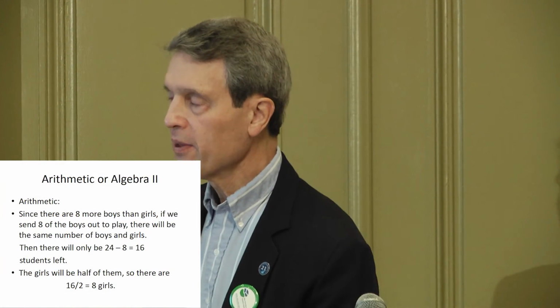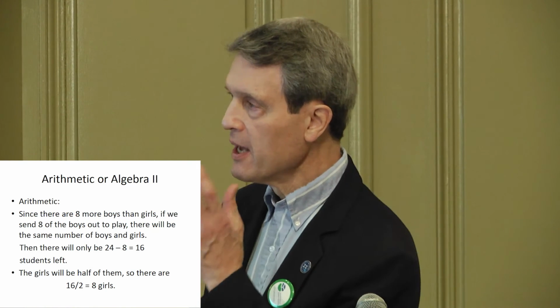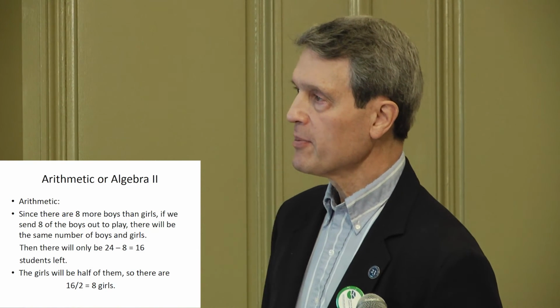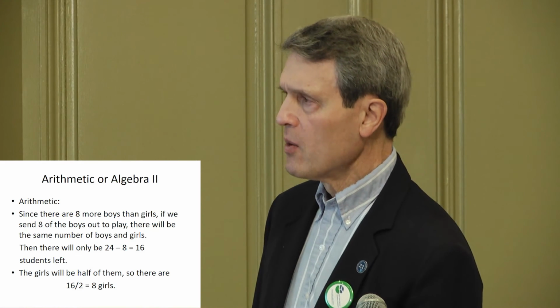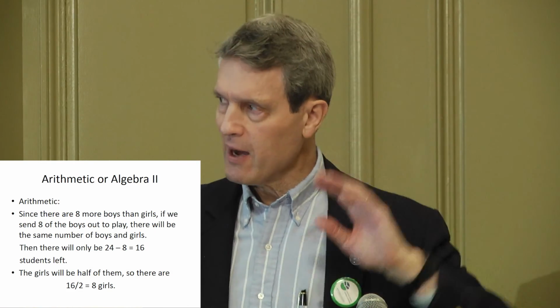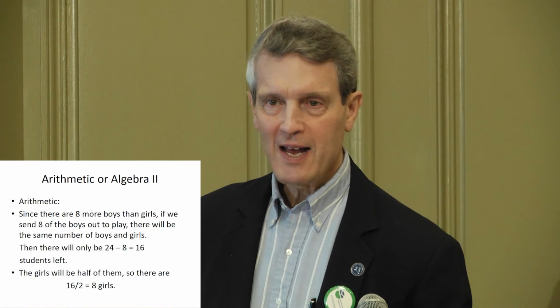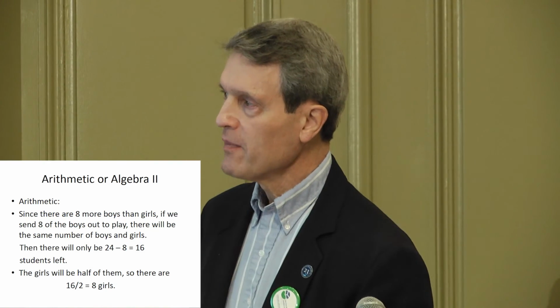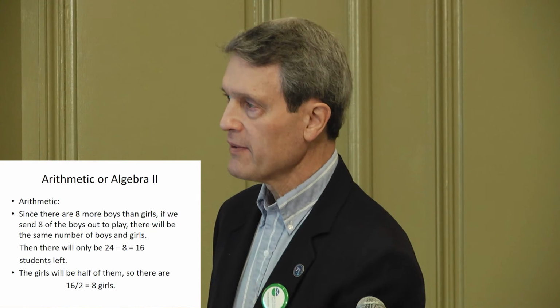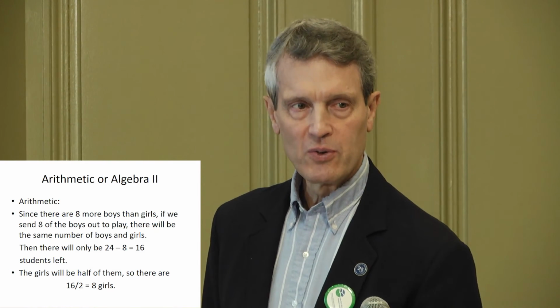But if you think about that carefully, you may be able to come up with an approach that doesn't involve actually introducing the variables. You just think about the structure of the problem, and you say something like, well, since there are 8 more boys than girls, let's get rid of 8 of the boys. Let's send them out to play for a while, and then we have the same number of boys and girls in the class. And since we've gotten rid of 8 boys, we know we have 16 left, and half of them are girls, so that would be 16 over 2, or 8.